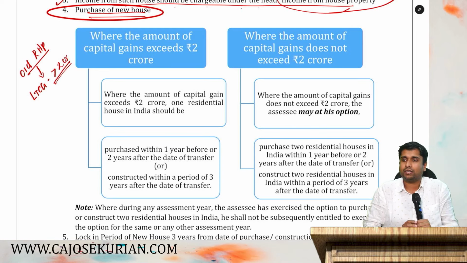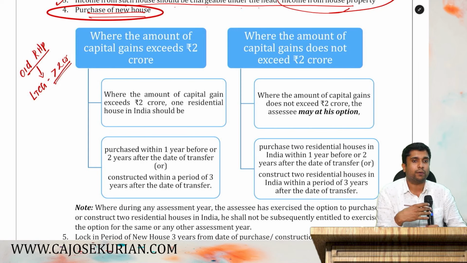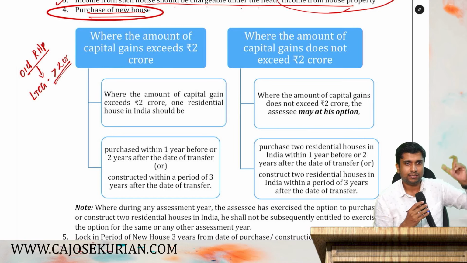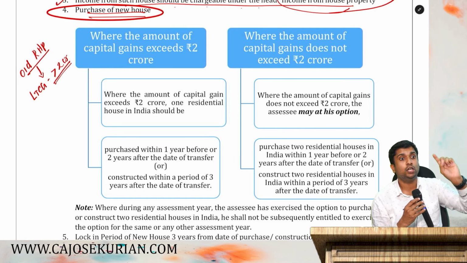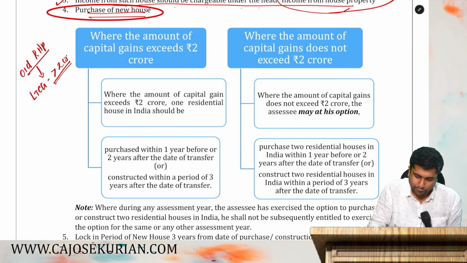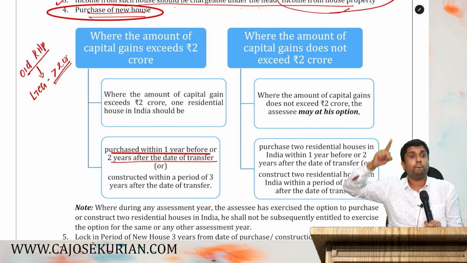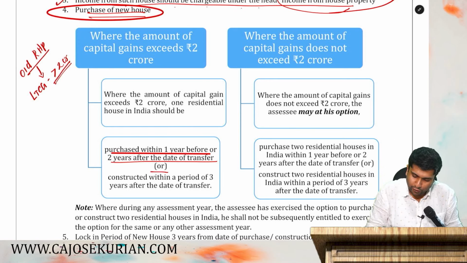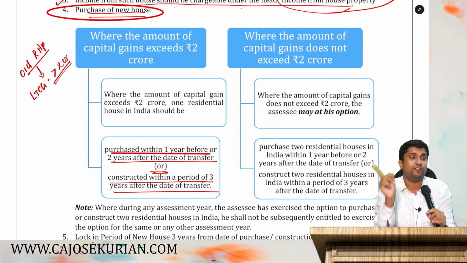What do you mean by long-term capital gain on sale of old residential house property? Full value consideration minus indexed cost of acquisition or indexed cost of improvement, whatever it is. The resulting figure is more than 2 crores. Then, for claiming exemption, I have to either purchase a new residential house property 1 year before or 2 years after the date of transfer. Or I have to construct a new residential house property within 3 years from the date of transfer.